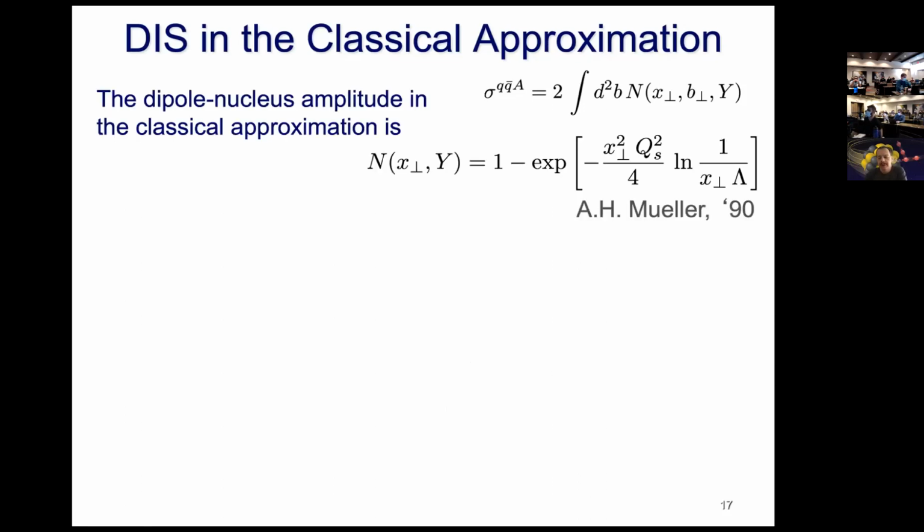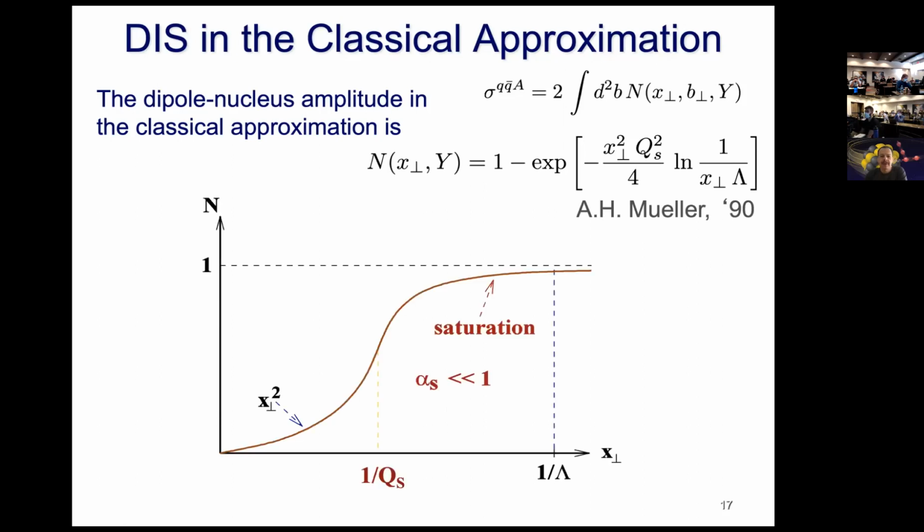Just to give you a physical sense, to justify that this is a correct formula, let's just plot it. It's not my formula, by the way. L. McLerran derived it back in the late 80s or early 90s. So this is this amplitude N as a function of the dipole size x perp. You see, indeed, when x perp goes to 0, this 1 and the exponential cancel each other, so the amplitude goes to 0. Now, what does it mean?